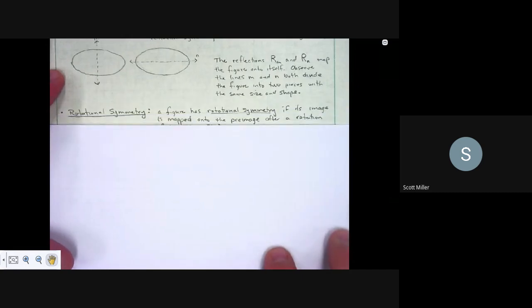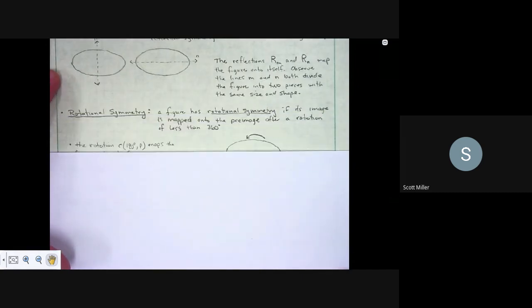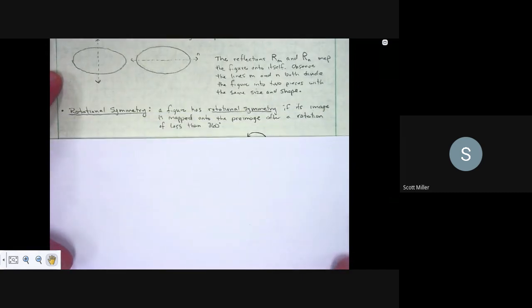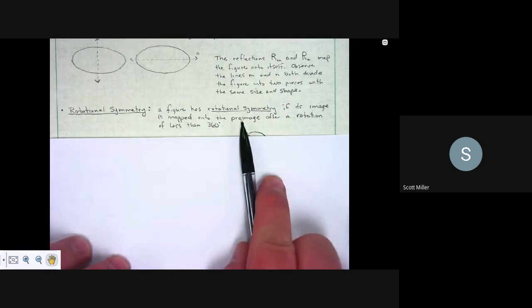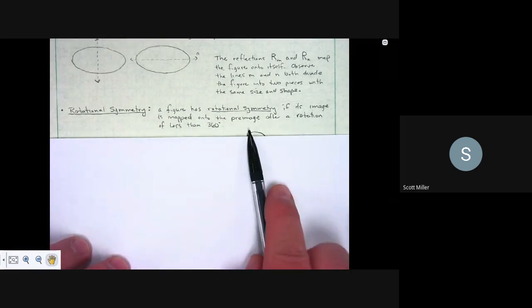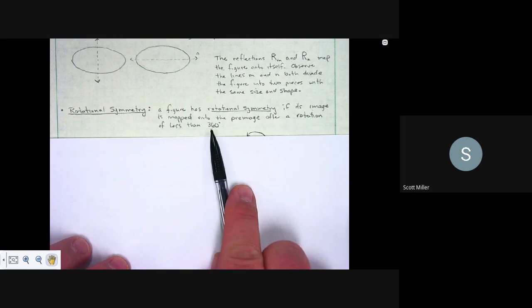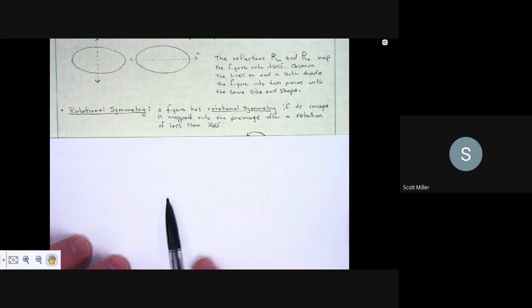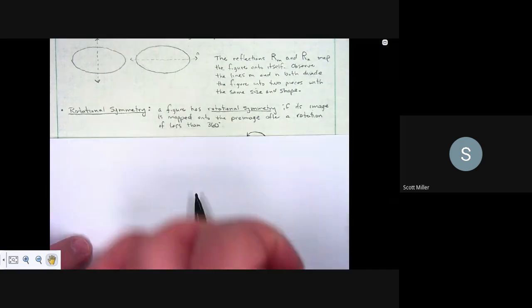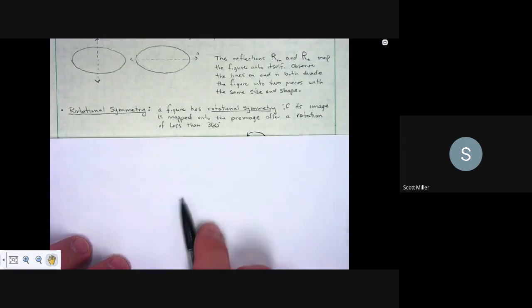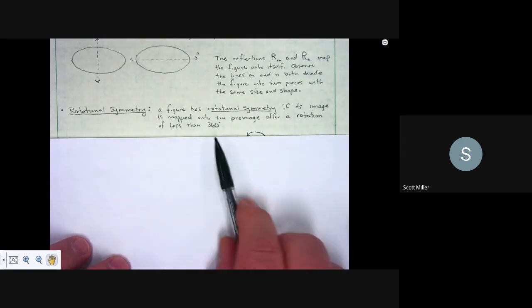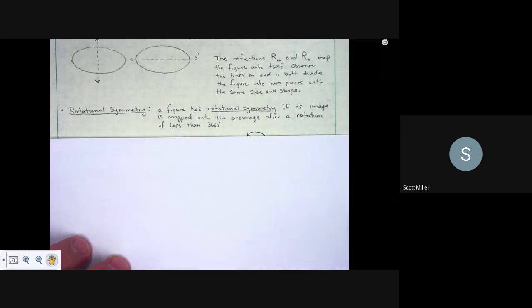You also have rotational symmetry. In this case, you're going to rotate a figure around some point. It has to be less than 360 degrees. If I can turn the whole thing all the way around 360 degrees and it lines up, that is not rotational symmetry. It has to be less than 360 degrees for a rotational symmetry to occur.